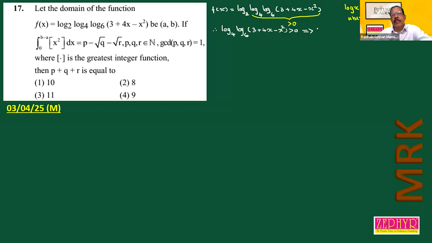which again, by using property of logarithm, logarithmത്തിന്റെ property ഉപയോഗിക്കുക. 3 plus 4x minus x squared greater than 4 to the power 0. 4 to the power 0 is 1, which implies 3 plus 4x minus x squared must be greater than 6 to the power 1. So it must be greater than 6.